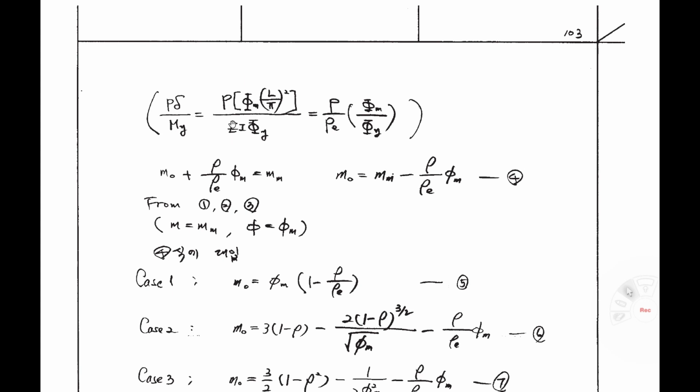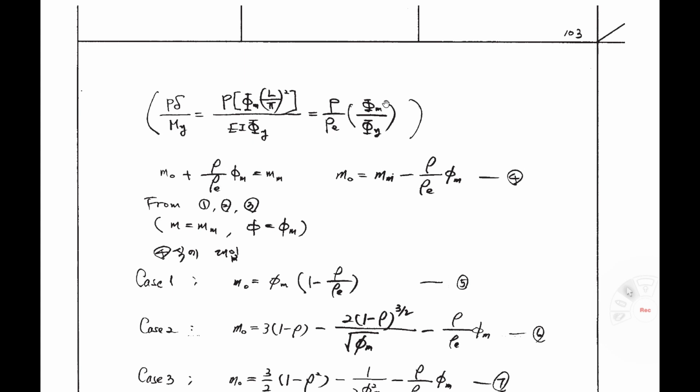Then EI over L squared pi squared. If you move this one into the denominator, that is P_E. So this is P. The remaining one is curvature phi over curvature phi_y. If you normalize by P_y at that denominator, P over P_y equals rho, and P_E over P_y equals rho_E.